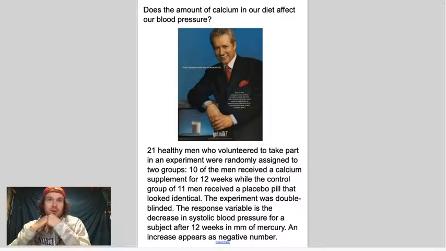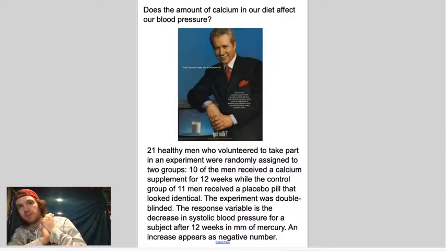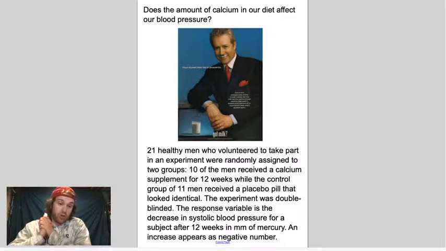21 healthy men who volunteered to take part in an experiment were randomly assigned to 2 groups. 10 of the men received calcium supplement for 12 weeks, while the control group of 11 men received a placebo pill that looked identical to the calcium pill. The experiment was double-blinded, meaning the people didn't know what they were receiving, and the people administering the treatments didn't know what they were giving. The response variable is the decrease in systolic blood pressure for a subject after 12 weeks in millimeters of mercury. An increase appears as a negative number.